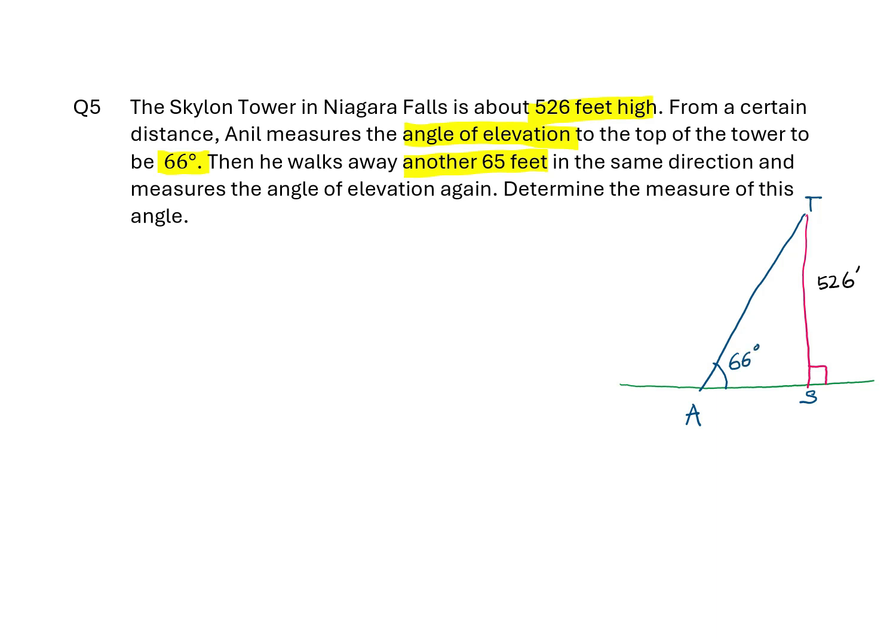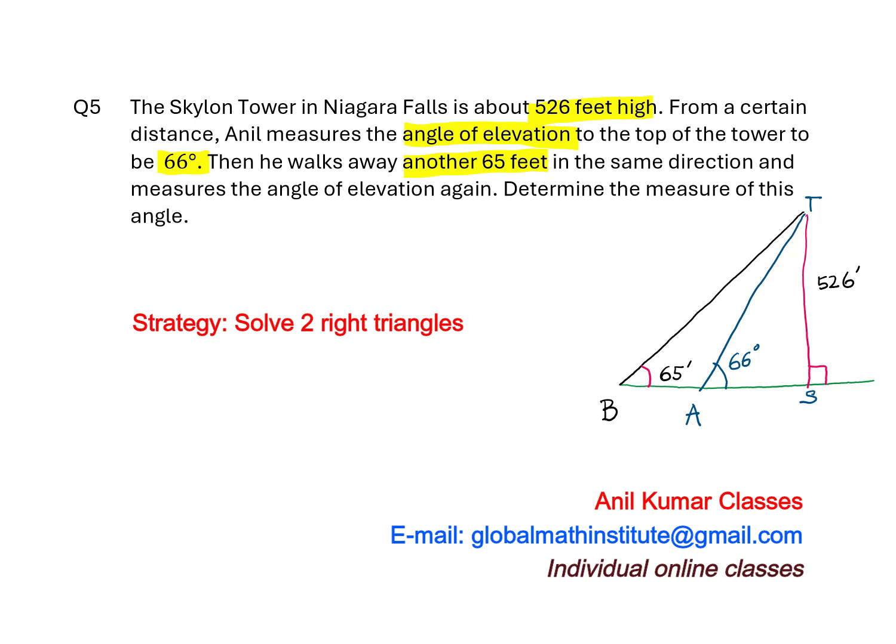He then walks away 65 feet. So we know he walks away, it will be kind of like this, to the position B. And from A to B, it is 65 feet. Determine the measure of this angle of elevation. So now we really want to find what this angle at B is. Correct? So let's call this angle of elevation theta. I hope the diagram is absolutely clear.